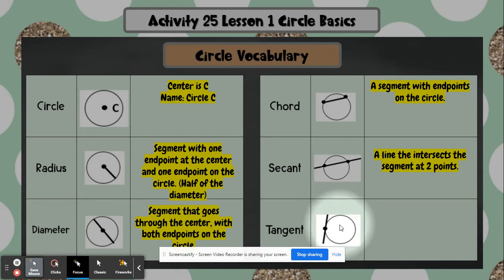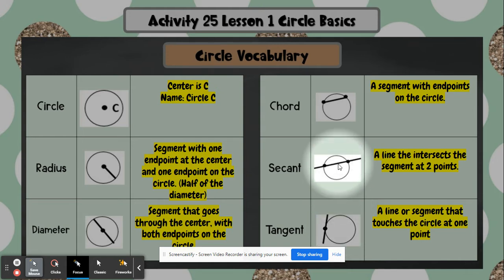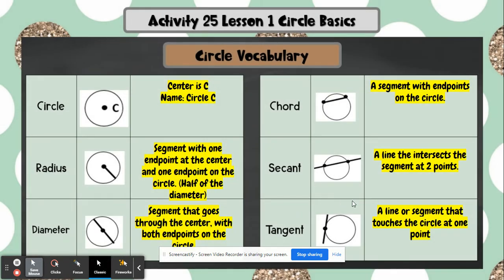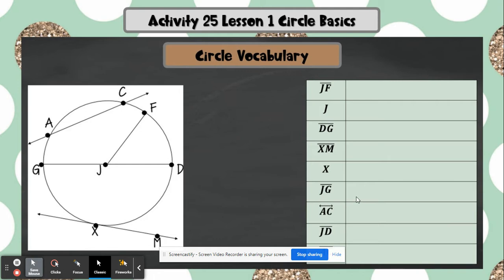And then the last one, tangent. A tangent line is a line or segment that touches the circle at 1 point. So a secant touches the circle at 2, a tangent touches it at 1, and then the chord has 2 endpoints. So these are a couple of things that we're going to be using quite a bit. Okay, so we're going to use some of these words to look at some of these different things.